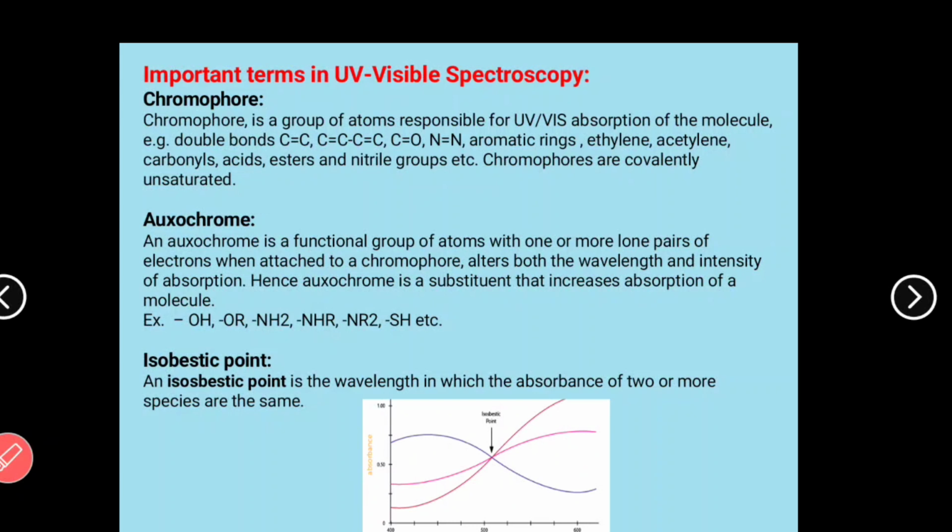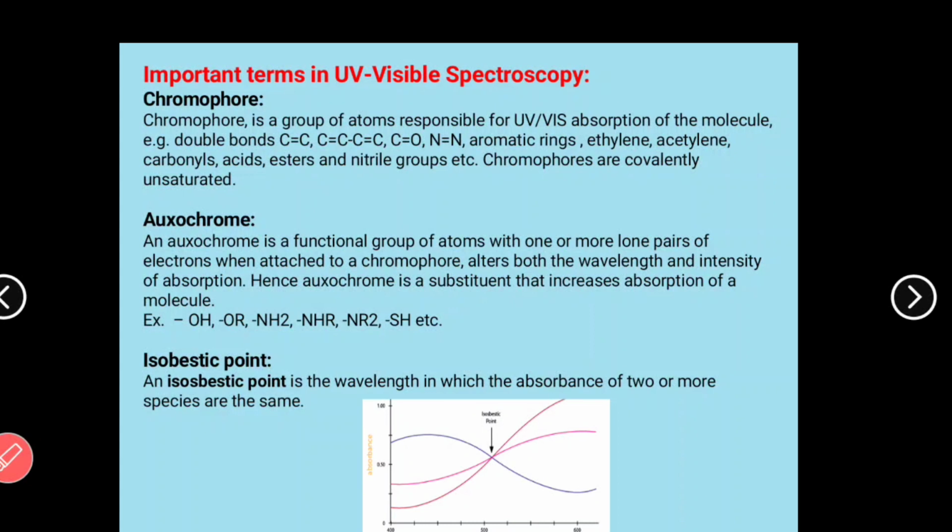Auxochrome. An auxochrome is a functional group of atoms with one or more lone pairs of electrons. When attached to a chromophore, it alters both the wavelength and intensity of absorption. Hence, an auxochrome is a substituent that increases absorption of the molecule. Example, OH, OR, NH2, NHR, etc.